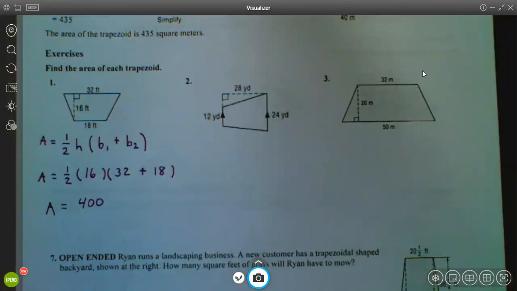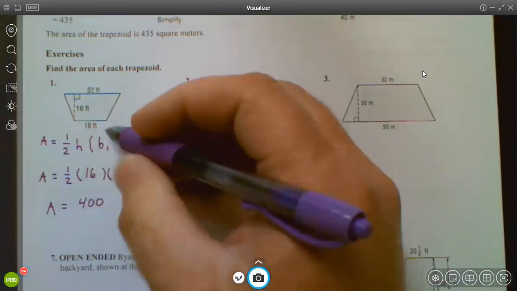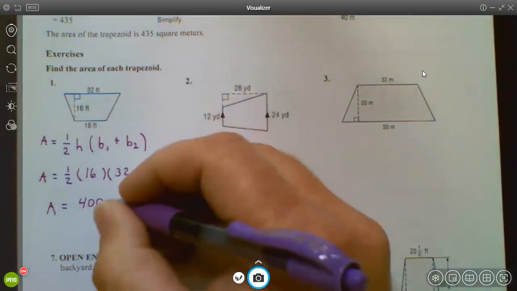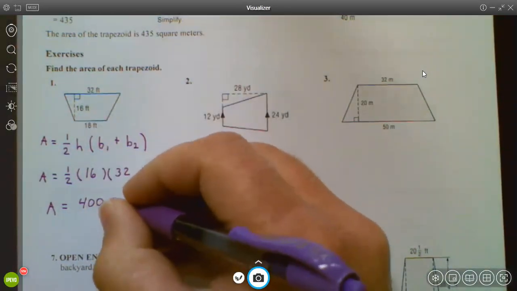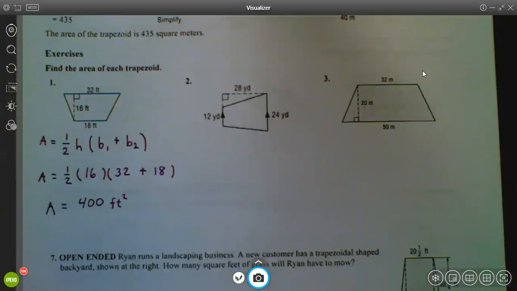Guys, on a test or a quiz, if you did not include the units, I don't mark you down for that, but let's at least mention it. Anytime you do an area of any shape, you're always supposed to say that it's the units squared. So properly, this would be 400 square feet.